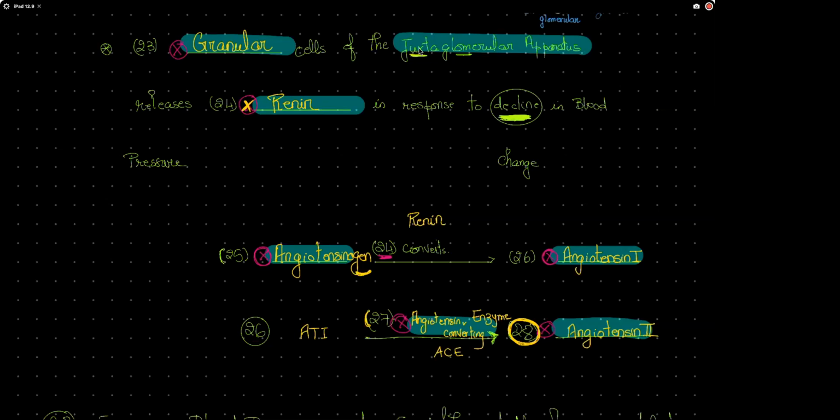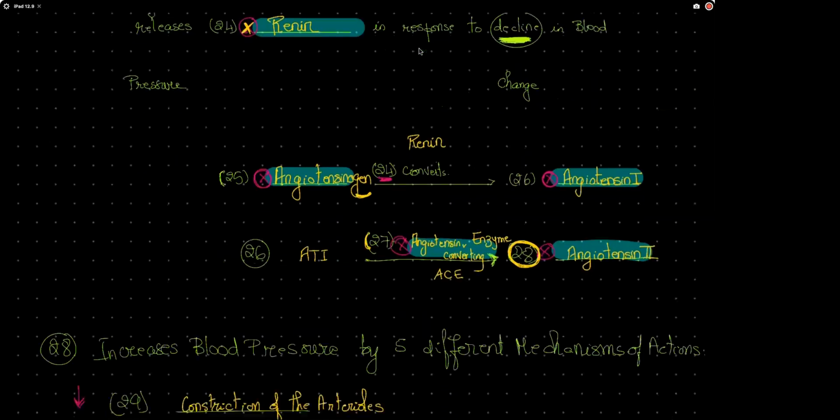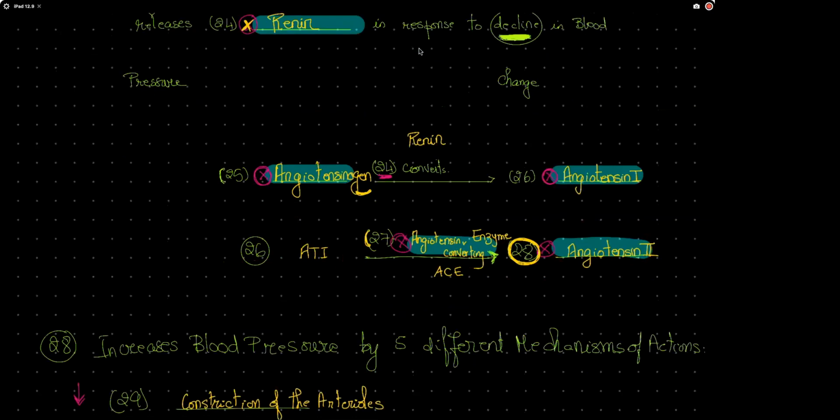All right. So what is the minimum that you need to mention again in the response to how the kidney is responding to change in the blood pressure or decline in the blood pressure? You need to tell me that the granular cells of the juxtaglomerular apparatus are releasing renin in response to the decline in the blood pressure. Renin acts on angiotensinogen and converts it into angiotensin 1, which is not active. Angiotensin 1 gets converted into angiotensin 2 by the effect of the angiotensin converting enzyme.